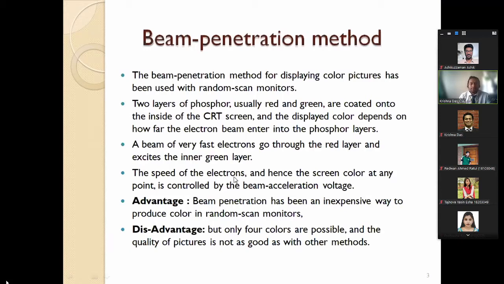And the speed of the electron, that is the screen color at any point, is controlled by the beam acceleration voltage. So it's a voltage generator which tries to throw the beam, and it tries to generate the light. And it is a very inexpensive way to produce color in vector graphics monitors, but only 4 colors are possible. Okay, so picture quality you cannot expect, especially it is for drawing lines, as we have seen for the color display as well. For designing an image it is okay, but real life images are not possible. So this is the beam penetration method.